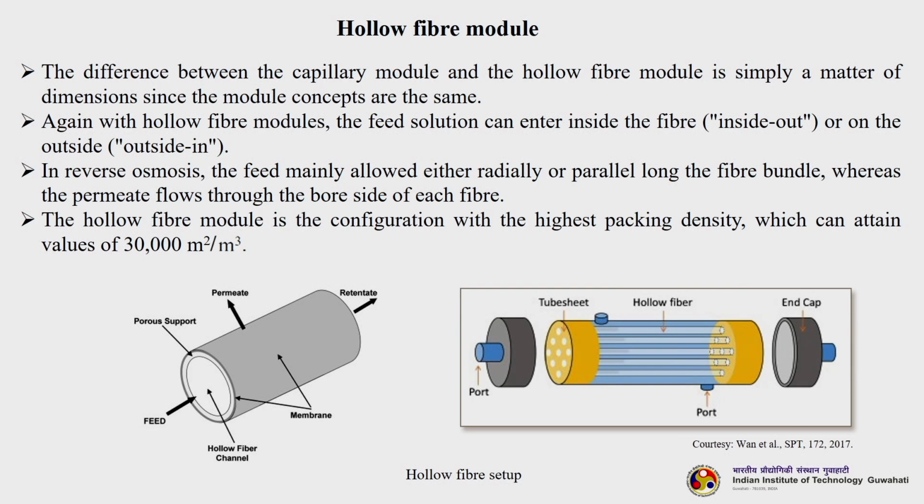In reverse osmosis the feed is mainly allowed either radially or parallel along the fiber bundle, whereas the permeate flows through the side of each fiber. The module configuration with the highest packing density achievable is almost 30,000 square meters per cubic meter. It is a very high packing density. You can see this in this particular figure.